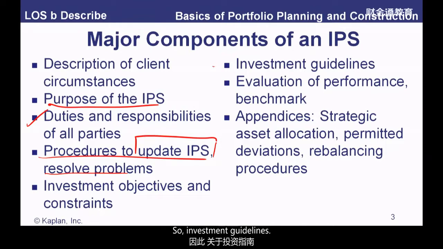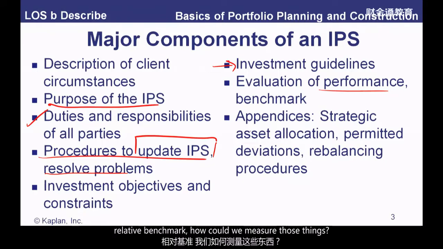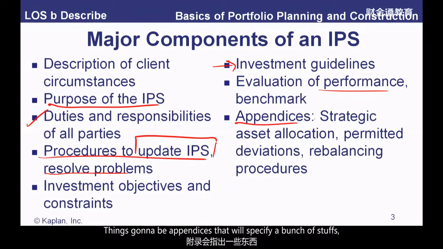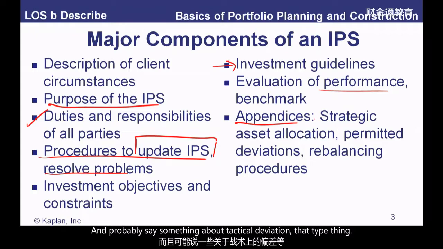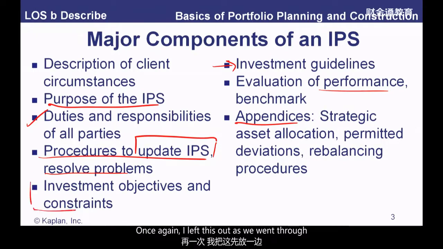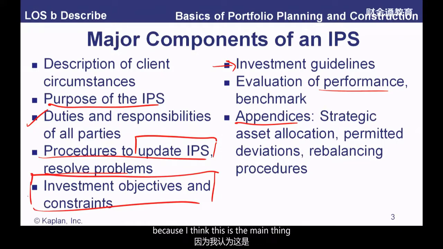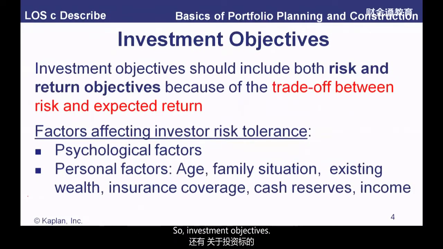So, investment guidelines. This is going to cover what we can invest in, and the target portfolio might be included in the guidelines. Then there's the evaluation of how we're going to evaluate performance relative to the benchmark, and how we're going to measure those things, which will be in appendices that specify a bunch of stuff. Most importantly for our purposes, strategic asset allocation. We'll give the asset allocation for the bogey portfolio, and then probably say something about tactical deviations and that type of thing. Once again, I left this one out as we went through because I think this is the main thing we need to talk about at level one for this reading and to understand what's going on with the IPS. So, investment objectives, right?